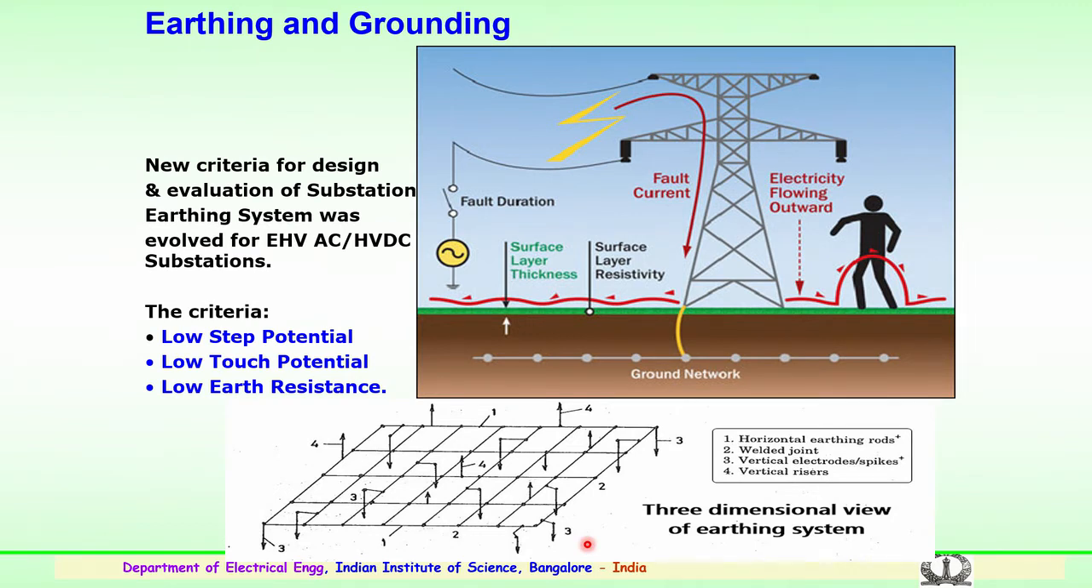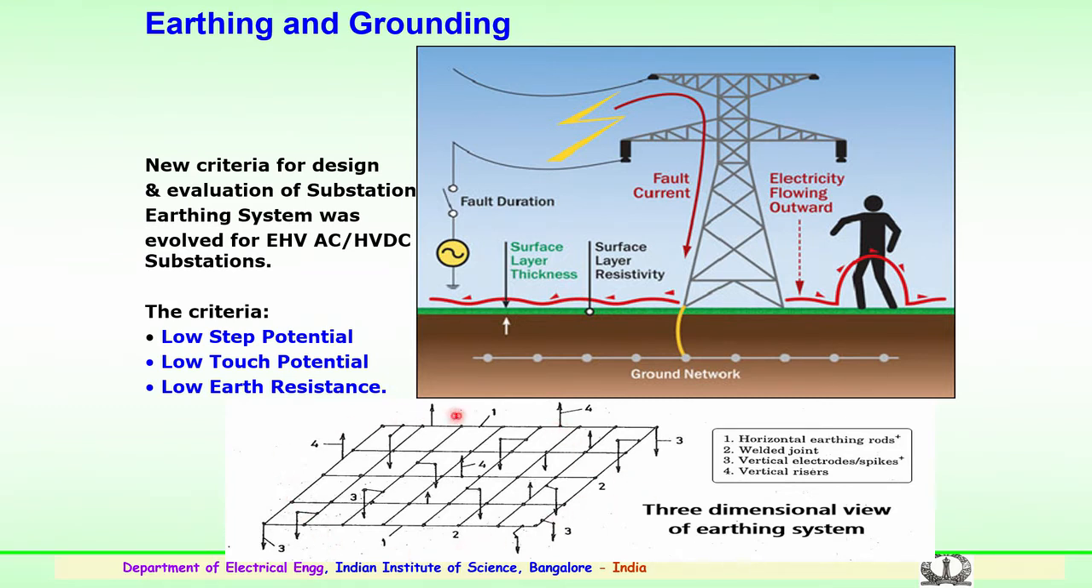The criteria for the earthing or evaluation of the substation grounding is to see that it provides a low step potential, a low touch potential and also a low earth resistance. These are 3 important factors: step potential, touch potential and earth resistance are very important in any substation. Several techniques or methods are followed for the earthing or grounding in a substation, depending upon the voltage level, the soil availability and the conditions.